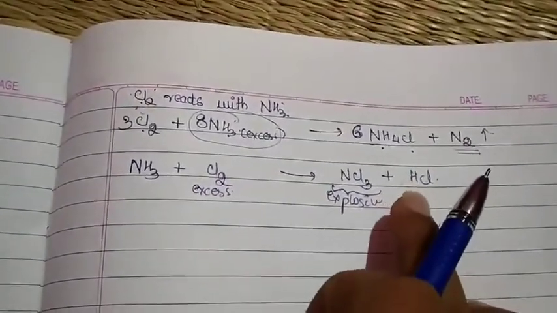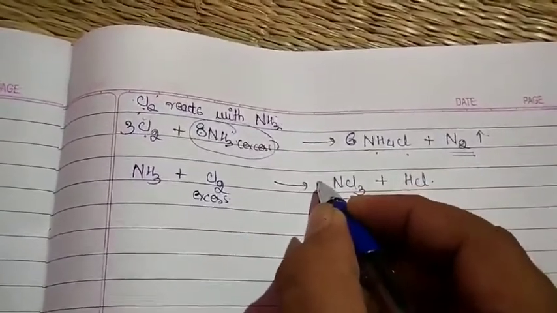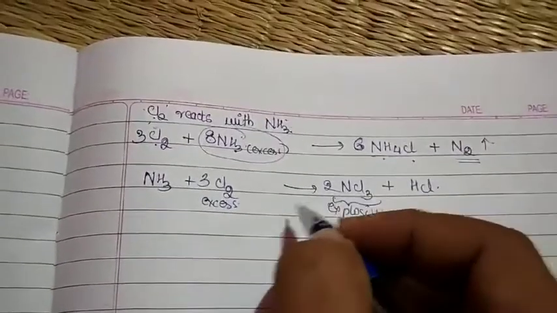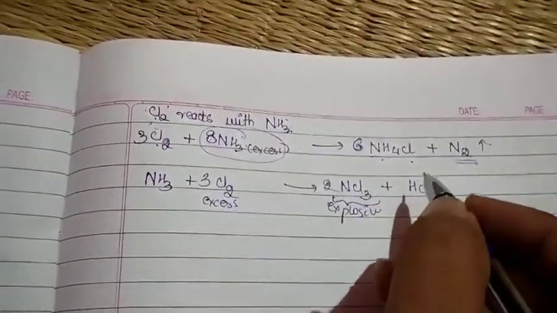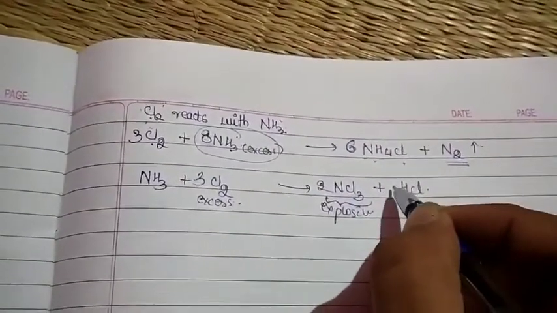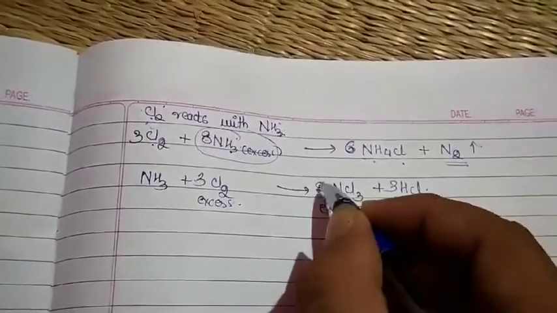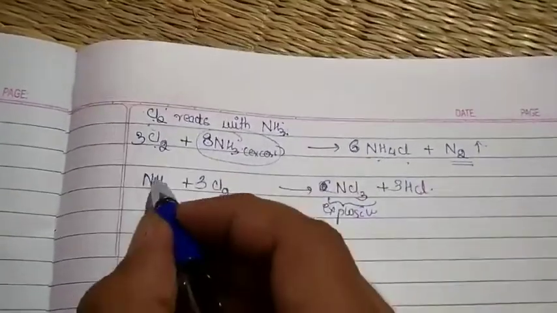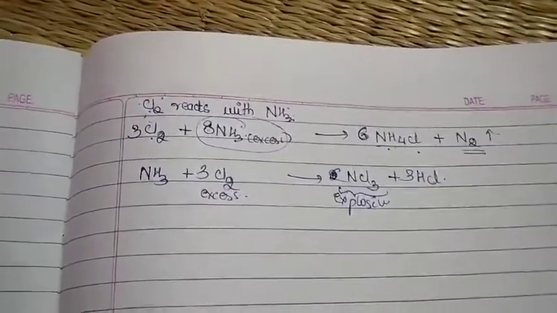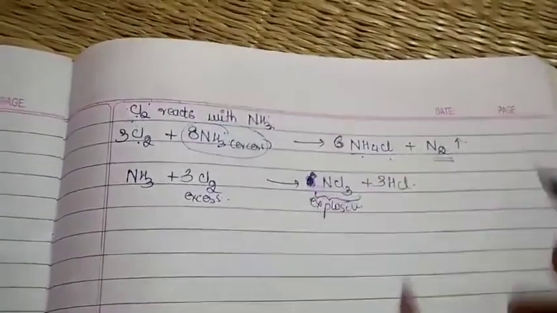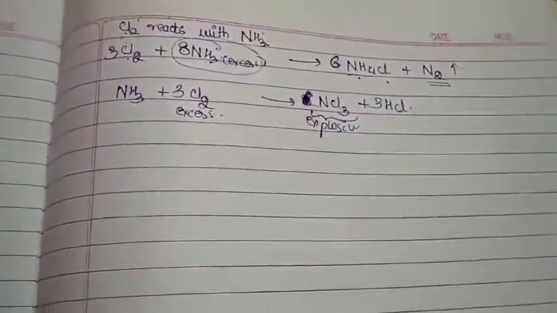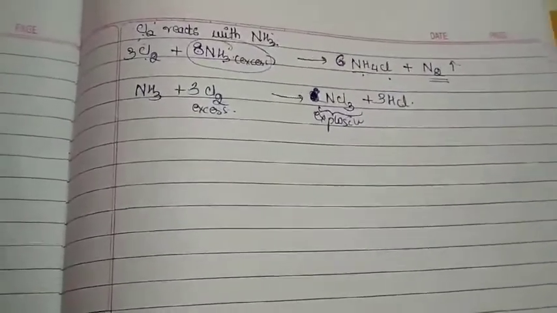In order to balance this, if I put 2 NCl3 with 3Cl2, 3 twos are 6, not 7, so it will not get balanced. If I put 3 HCl over here, now H is balanced and N is also balanced. So NH3 plus 3Cl2 gives you NCl3 plus 3 HCl. Are you able to see? This is an important part one has to note whenever you are reading your inorganic reactions.